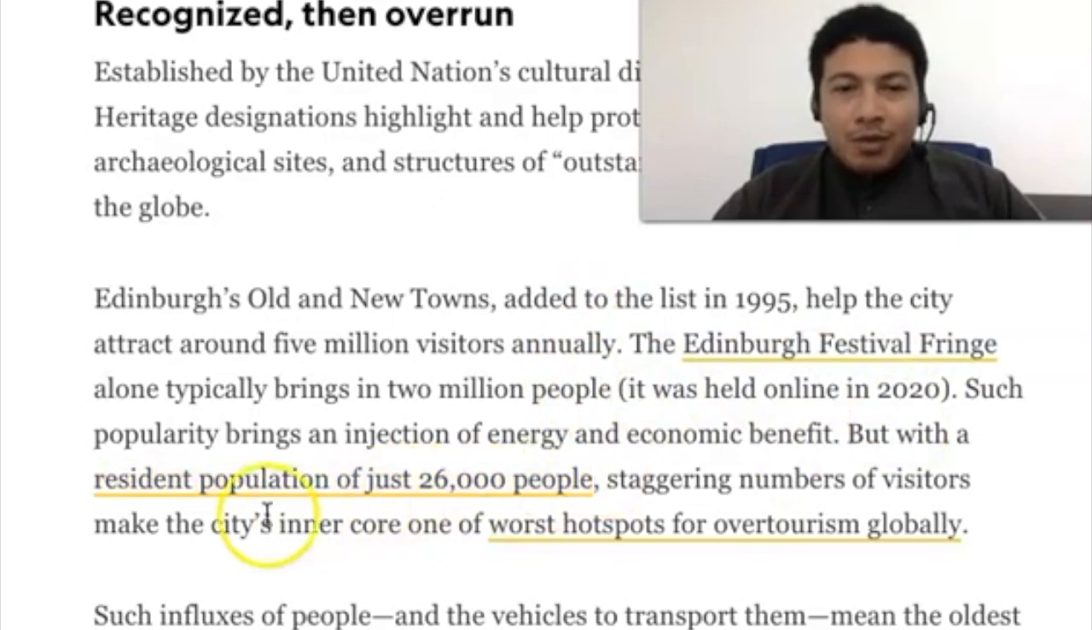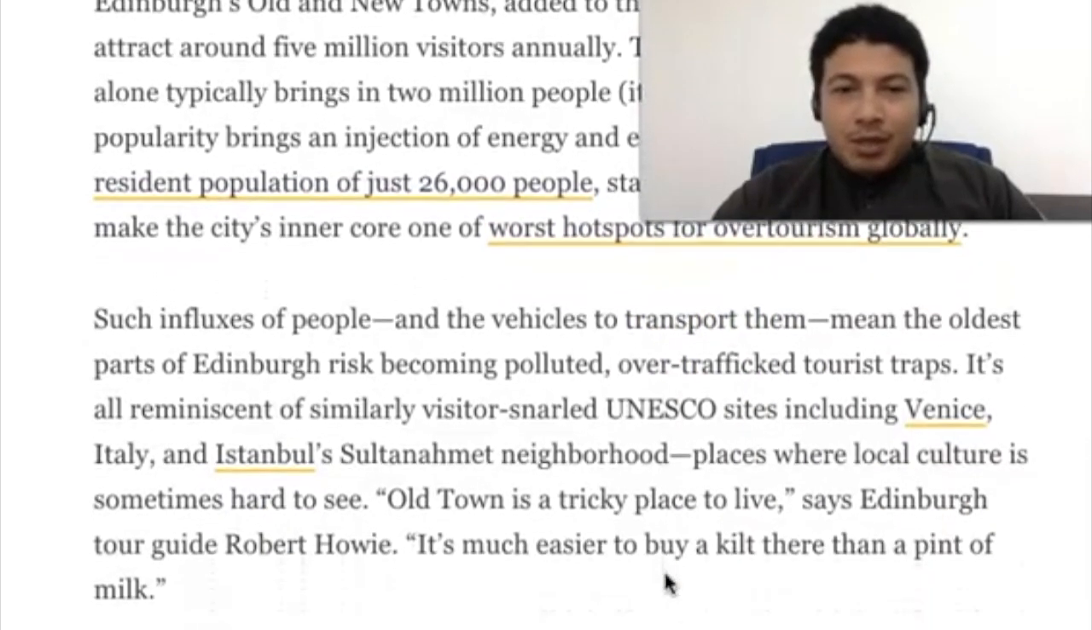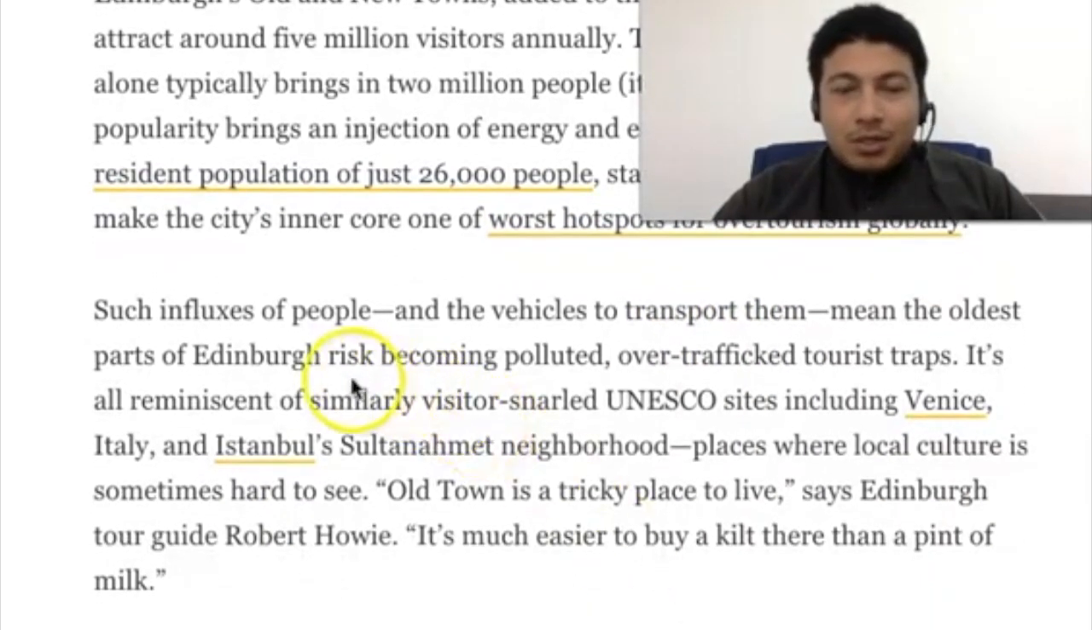However, with a resident population of just 26 million people, the great number of visitors makes the city's core one of the worst hotspots for over tourism globally. So because there are too many tourists, it has become what we call over tourism. So it is bad for the city. It caused the city to be polluted, over traffic, so a lot of bad things happening.